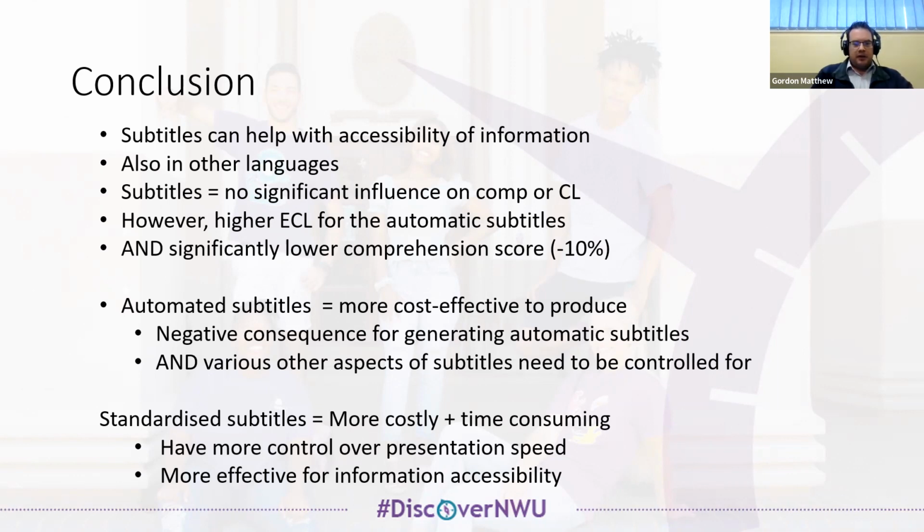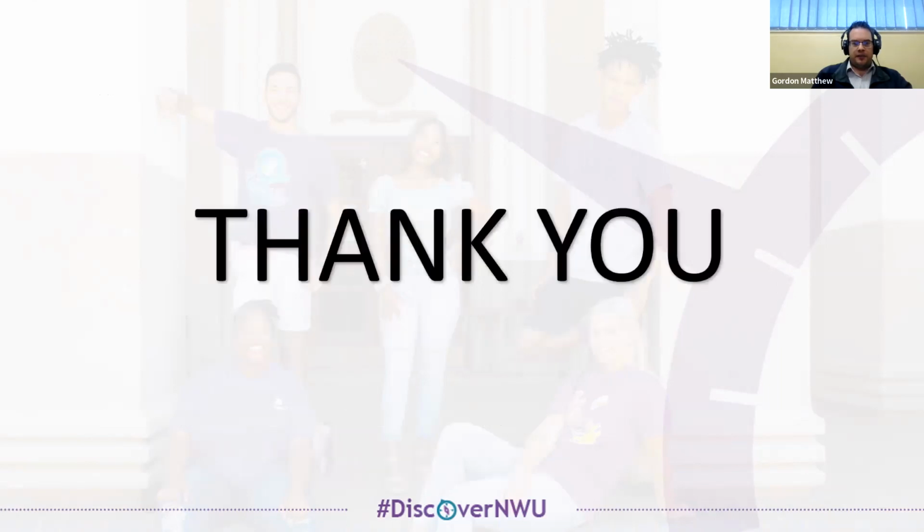So automated subtitles, although more cost-effective to produce, have negative consequences in the generation and various other aspects of subtitles that need to be controlled for. Whereas for standardized subtitles, although more costly and more time-consuming, you have more control over the presentation speed of subtitles and they seem to be more effective for information accessibility.